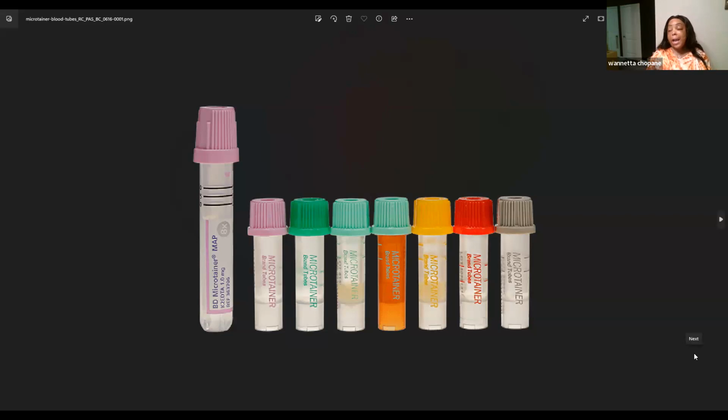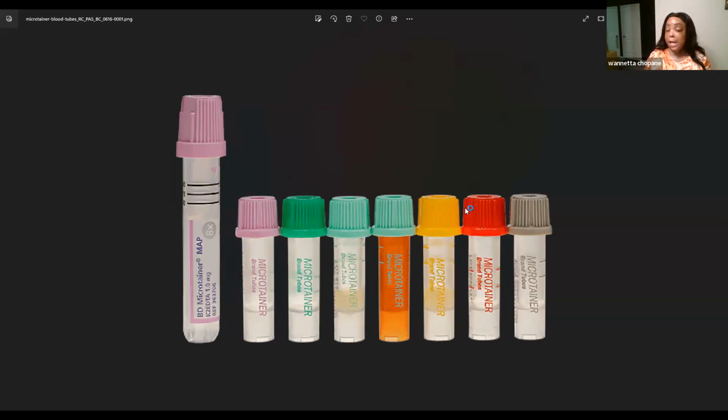So I do not have real microtainers to show you. They're really hard to get. So therefore, I just have to show you guys the image. These are exactly how the microtainers look for the infants. The same tests would go in them. It's just that you would have to draw the purple top first, and then for the rest of them, it doesn't matter what order you get. And this is in capillary puncture.